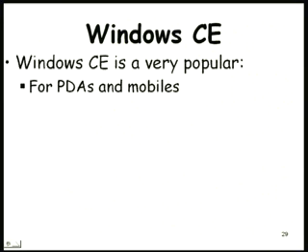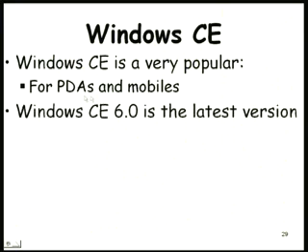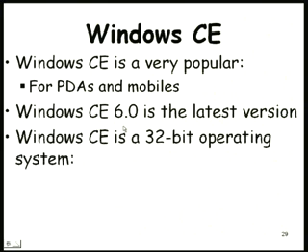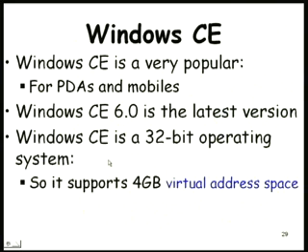Now, let us look at another very popular operating system, Windows CE. It is very popular for handhelds, portable digital assistants and mobiles, and the development started 20-25 years back, and now you have Windows CE 6.0, which is the latest version. It has developed over several versions and revisions. It is a 32-bit operating system and naturally supports a 4 gigabyte virtual address space.